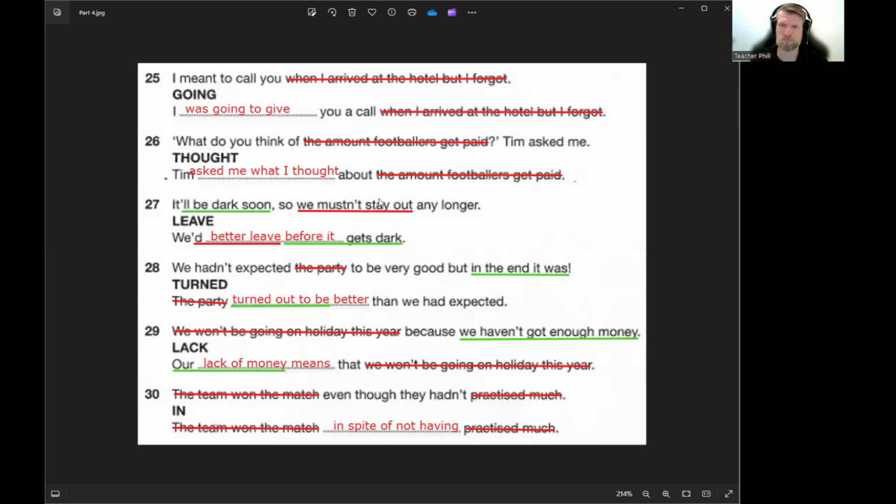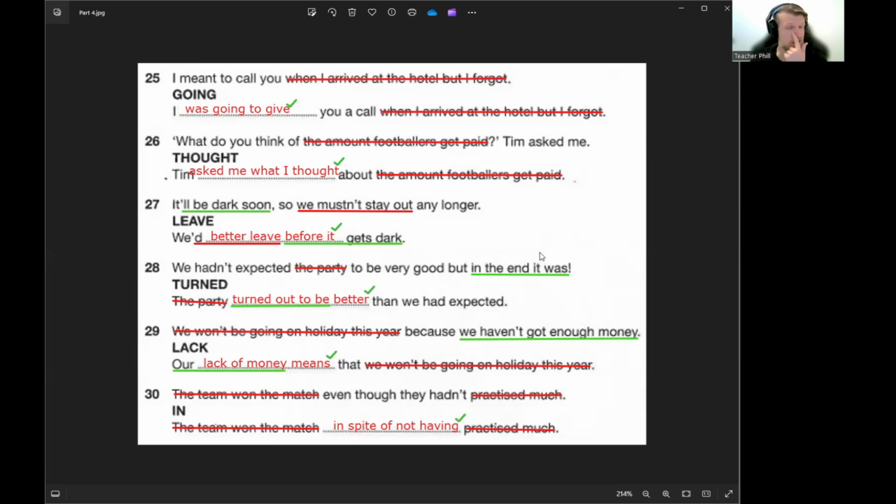So 25 was going to give. I told you I was happy with that. I think 26 we should have right here as well. Asked me what I thought. So we got this one too. And 27, we'd better leave before it gets dark. I got that one right as well. Even though this was difficult, I got this one right. But again, if you don't know this modal verb expression, then you have a problem. Just as here, if you don't know the phrasal verb, that turned out to be better. I got this one as well. Lack of money means that. And with this one, I'm pretty sure we got this one as well.